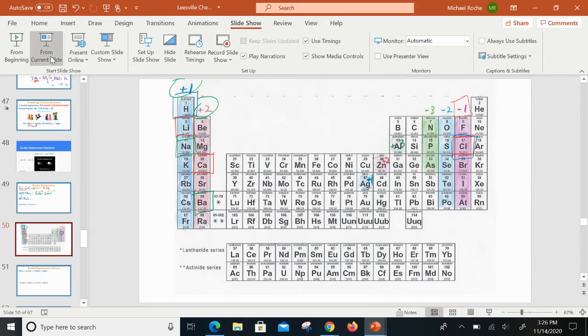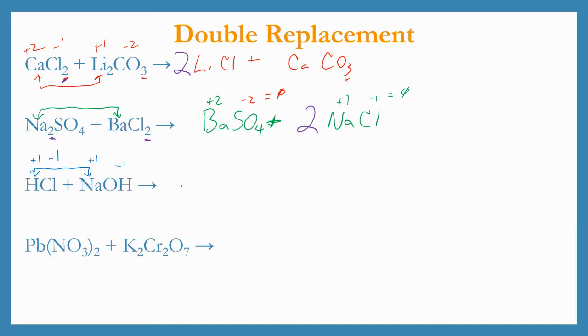So if we're doing that, the hydrogen now gets with the OH, and the sodium gets with the chloride. Everything was 1 to 1, everything's good. There's no balancing to do, so that makes water and sodium chloride. So when you mix an acid with a base, you get water.